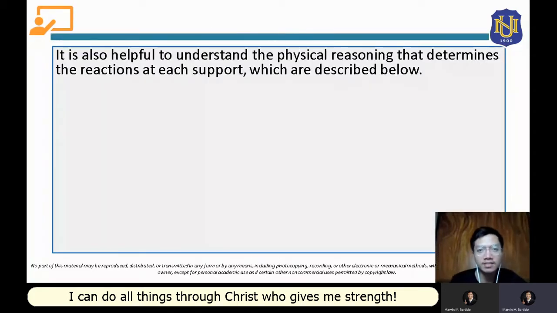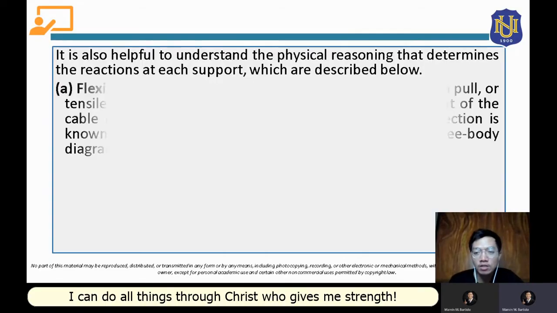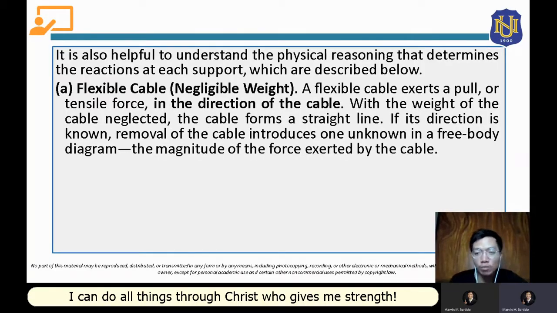It is also helpful to understand the physical reasoning that determines the reactions at each support, which are described below. So the first support that we're going to talk about is flexible cables. Flexible cable of negligible weight. Here we assume all flexible cables as weightless. If we are going to consider its weight, it will be another topic, and we're not going to discuss that here in statics. So again, all flexible cables here, we will assume them as weightless. We will neglect their weight.